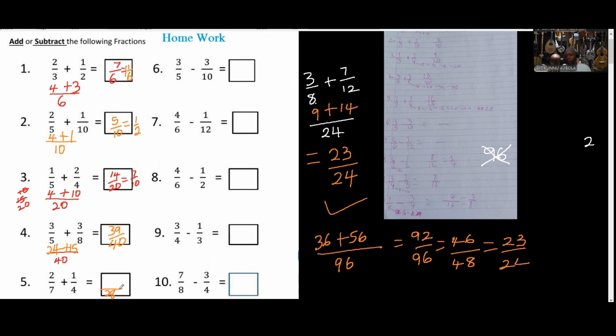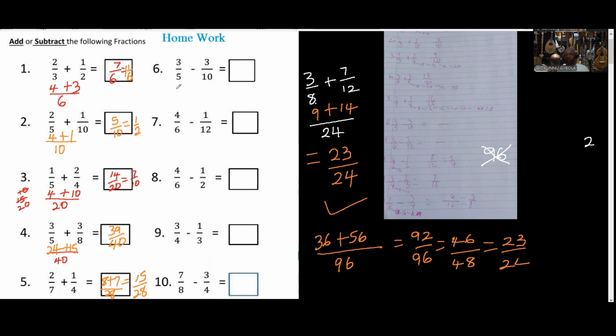Then, how many 7 in 28? That's 4. 4 times 2, that's 8. Plus, how many 4 in 28? That's 7. 7 times 1 is 7. So this is going to be 15 over 28. Do you understand it?